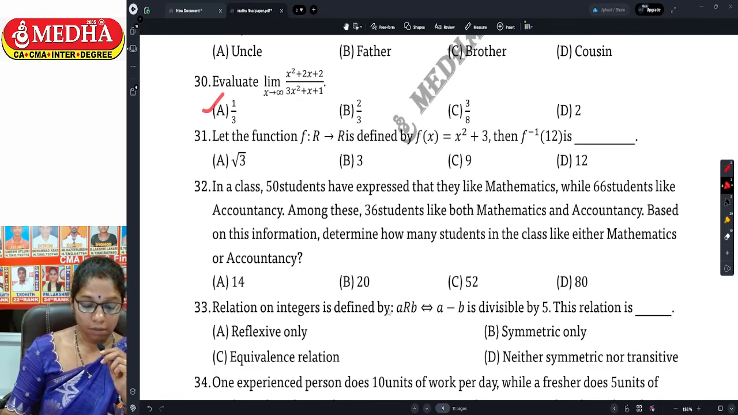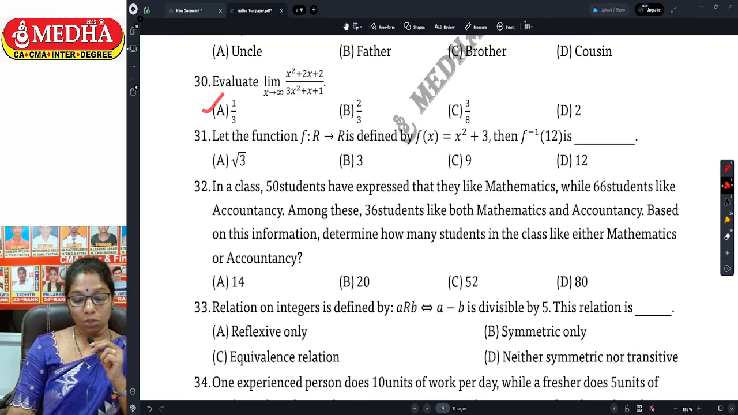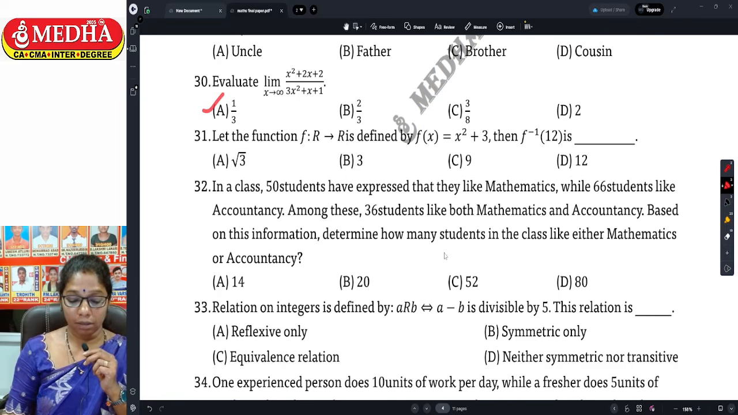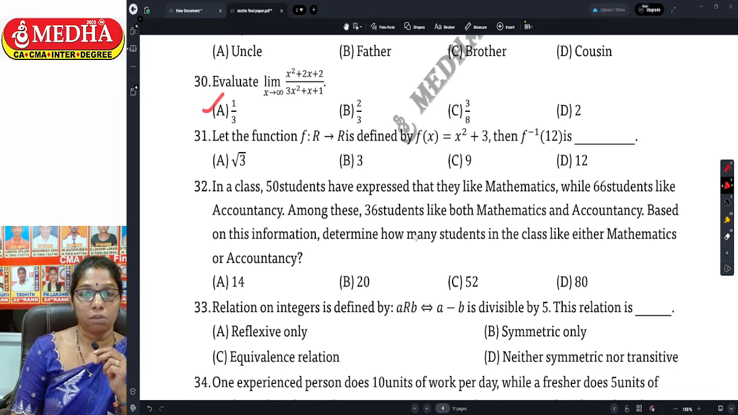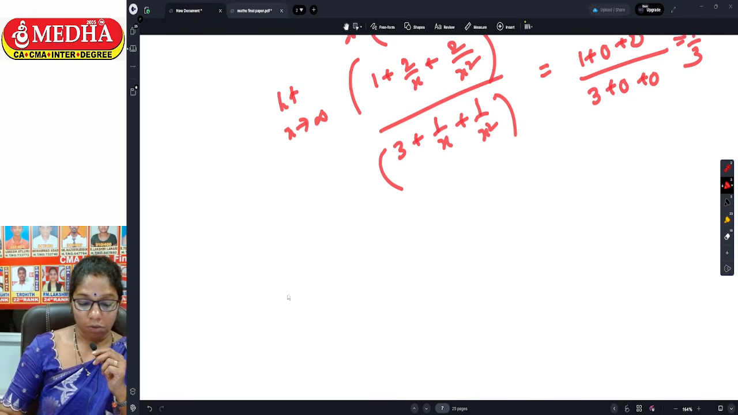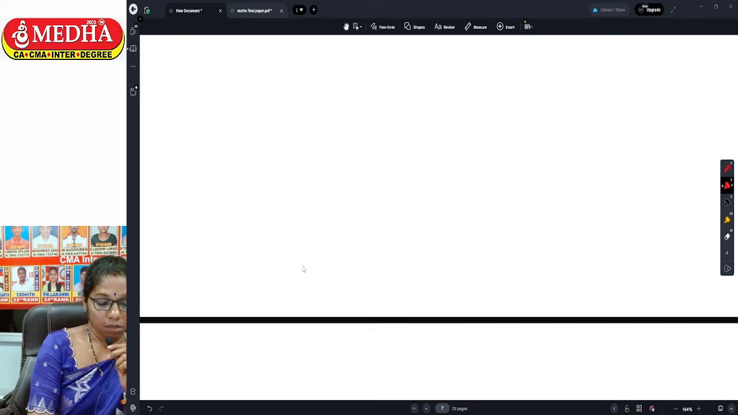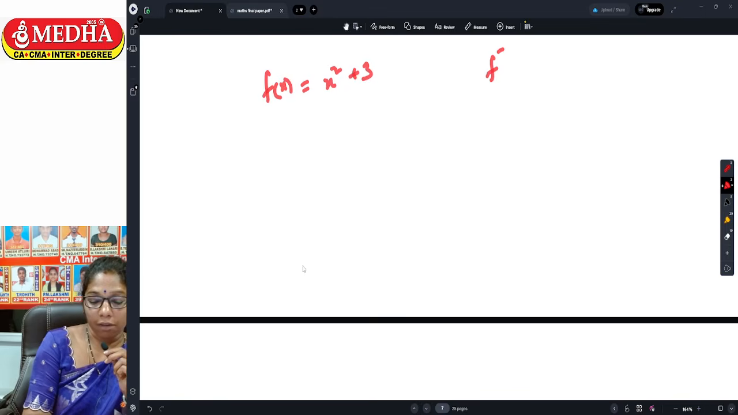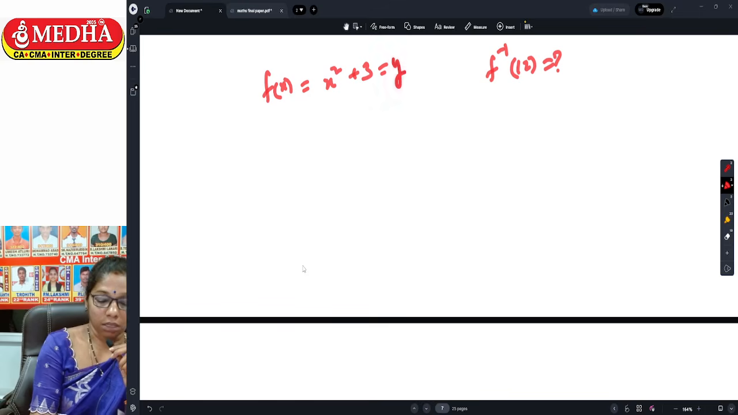And next one, let f be a mapping from R to R and f of x is defined by x square plus 3, find f inverse of 12. ఇన్వర్స్ ఫంక్షన్ క్యాల్కులేట్ చేయమన్నారు. సో రిపీటెడ్గా ఇన్వర్స్ మీదే క్వశ్చన్ అడుగుతున్నారని తెలుసు కదా మనకి. So from this f of x is equal to x square plus 3, find f inverse of 12. f inverse of 12 చెప్పాలి. So let this be equal to y.